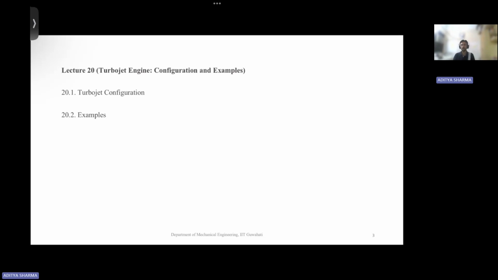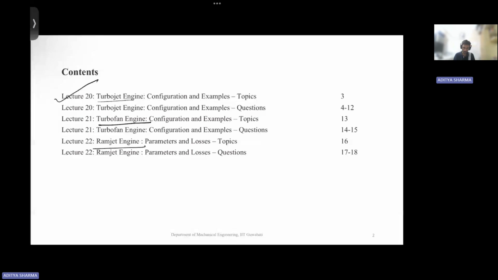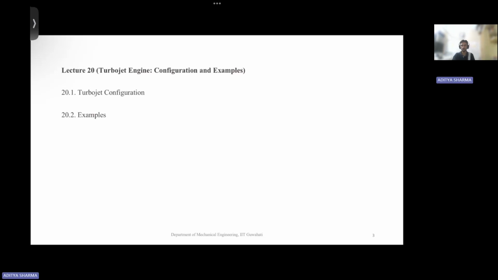So first we'll see topics. This we have been doing in previous sessions also. So topics related to lecture 20, then questions related to it, then lecture 21 topics, then questions related to it, then lecture 22 topics, and then questions related to it if we have.